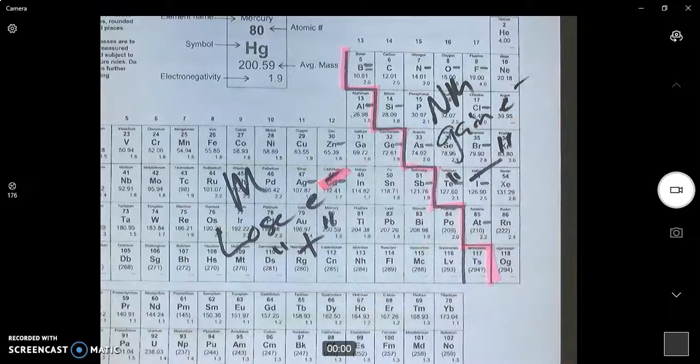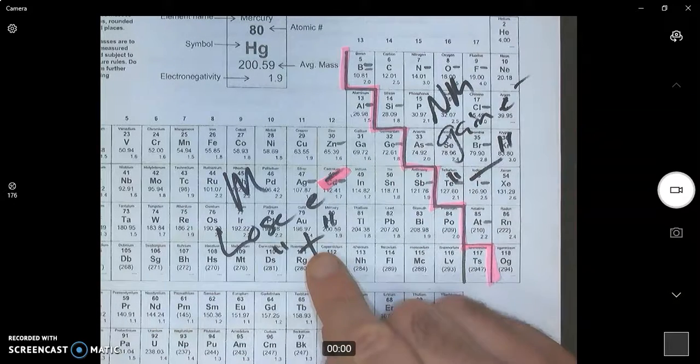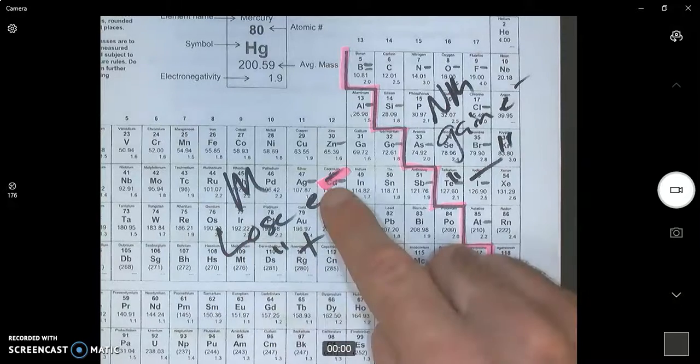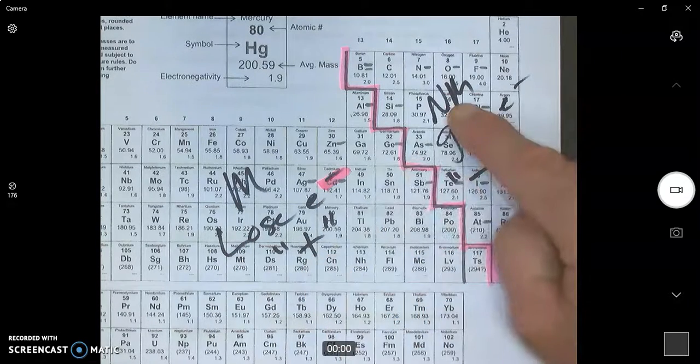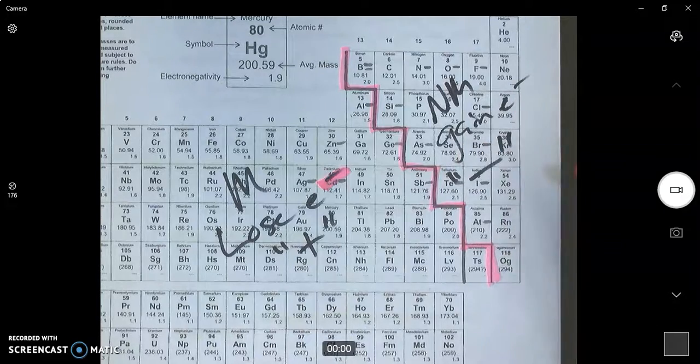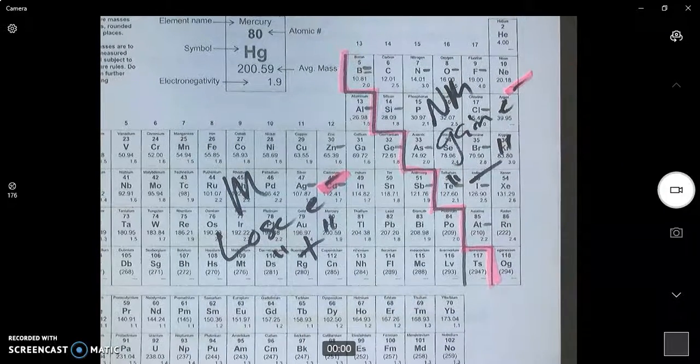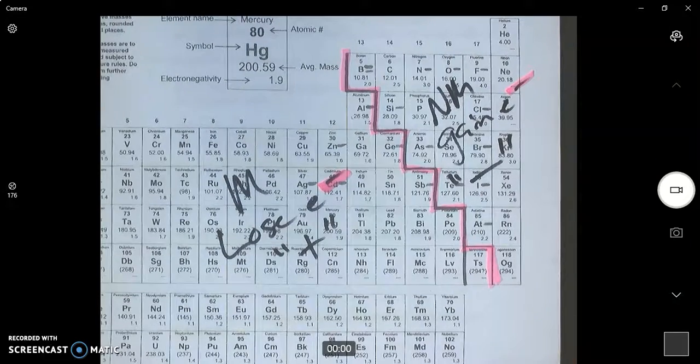Metals are going to lose electrons, and since what we are losing is a negatively charged particle, it results in a positive overall charge. Metals lose electrons and have positive overall charges. Nonmetals are going to gain electrons, and since we're gaining something negative, we end up with an overall negative charge for the atom.